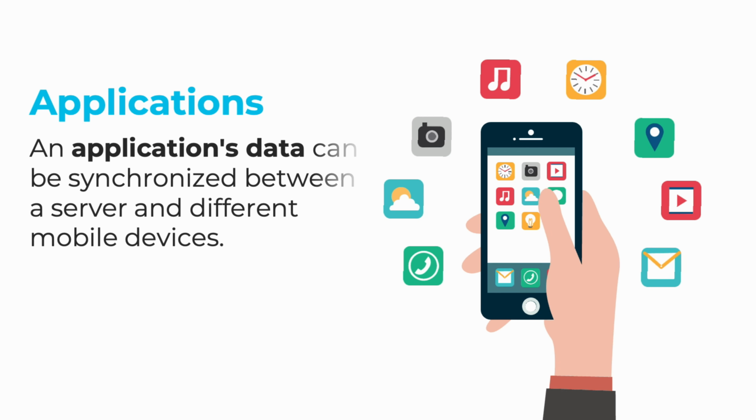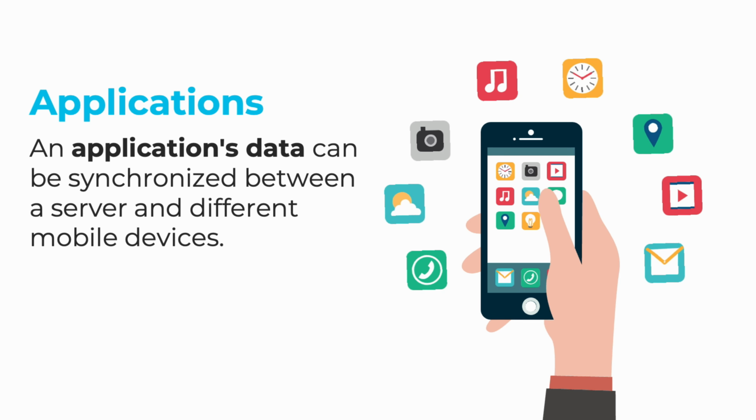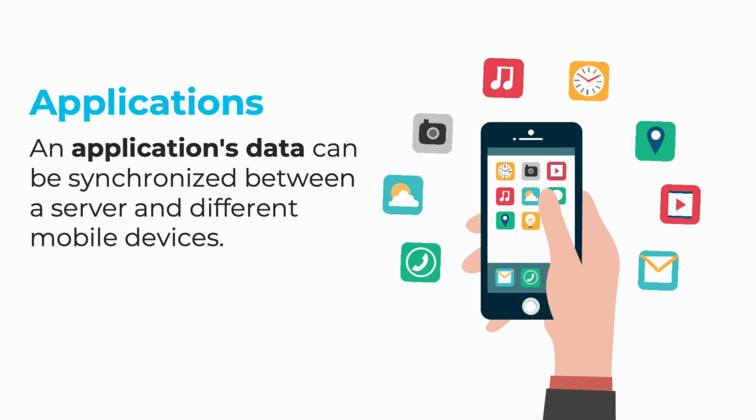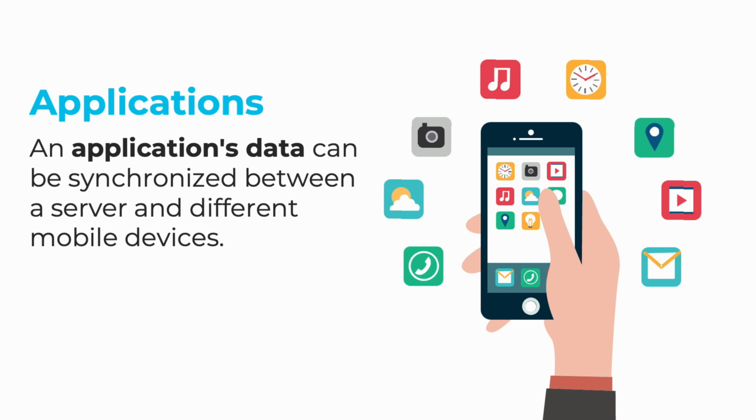Let's move on to the synchronization of applications. An application's data can be synchronized between a server and different mobile devices. For example, in a restaurant, the waiter can synchronize the data from his tablet, which he uses to take orders, to send them directly to the kitchen.